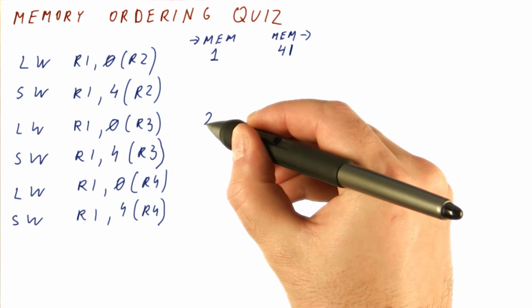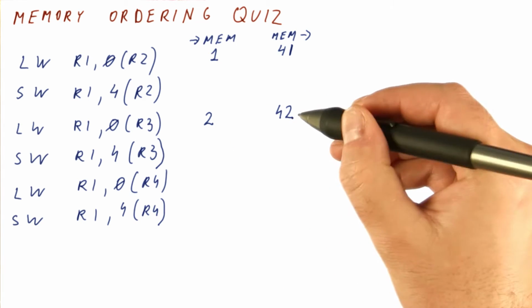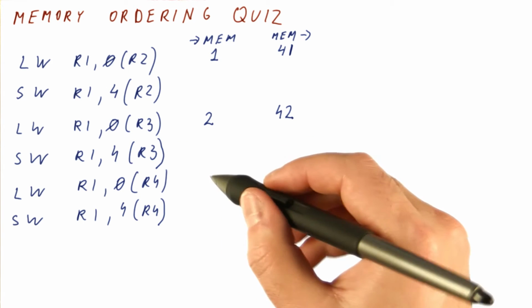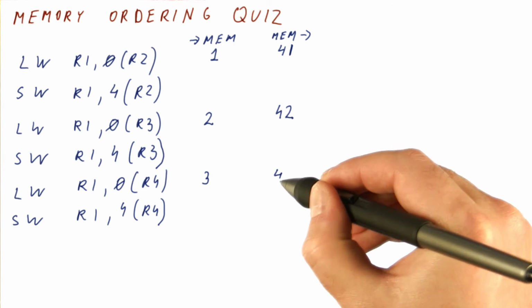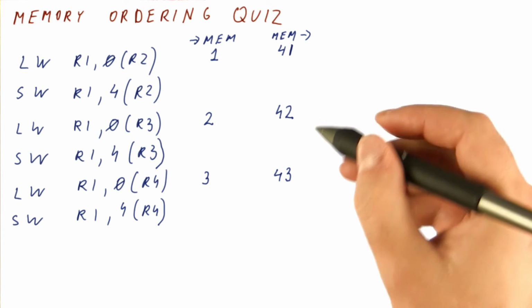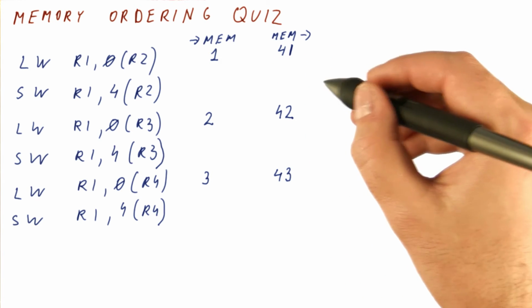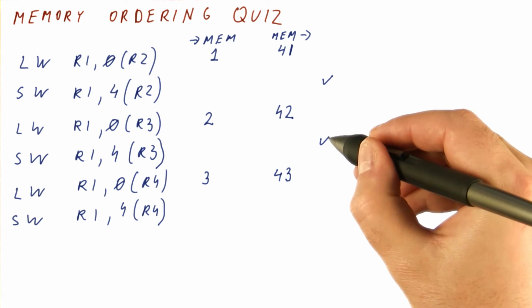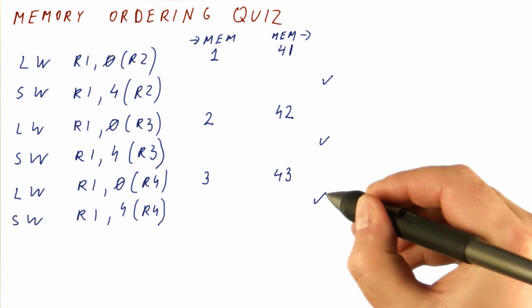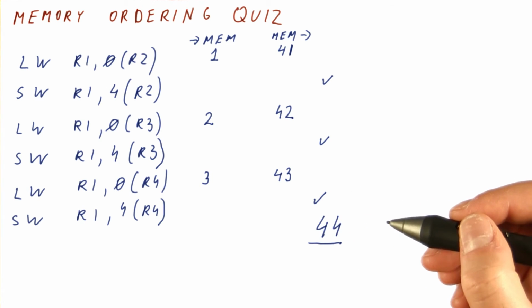So in cycle 2, we send it to memory. In cycle 42, we get the value. This store waits for that value, but this load is sent to memory in cycle 3, and in cycle 43, it gets the value. Now what happens in cycle 42 is this store is finally done, and then in cycle 43 this store is done, and in cycle 44 this cycle is done. So overall we have taken 44 cycles to do this.